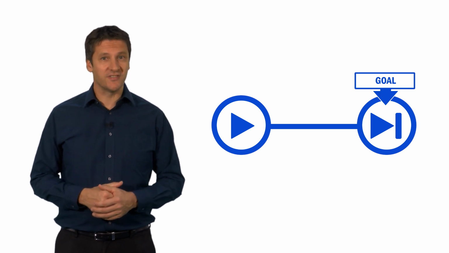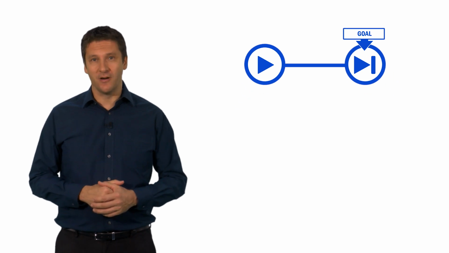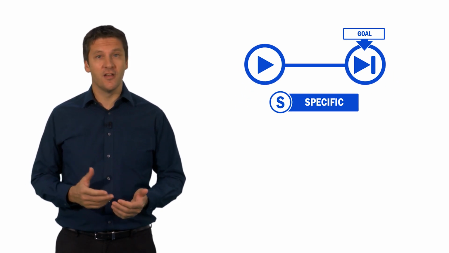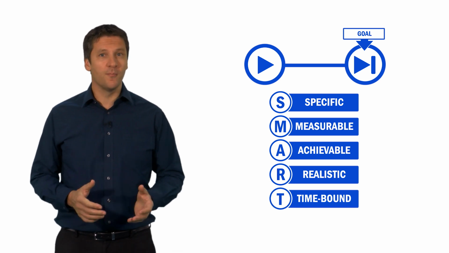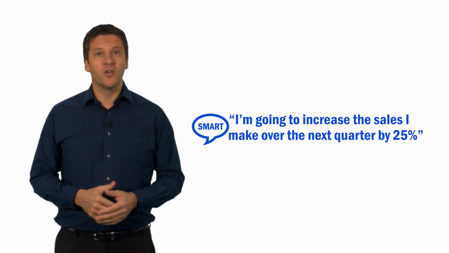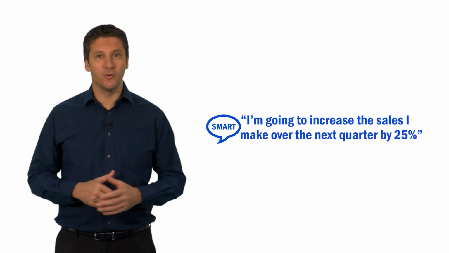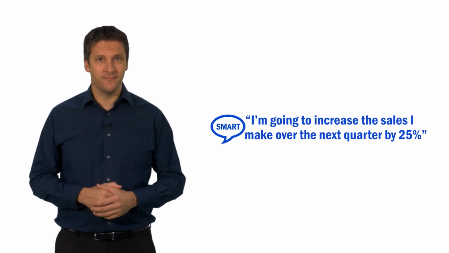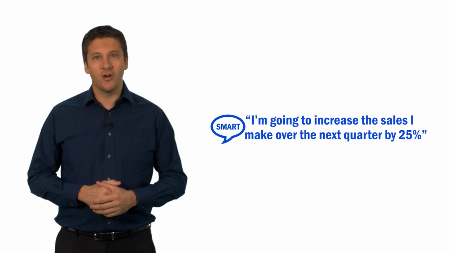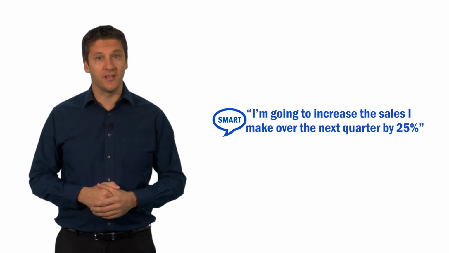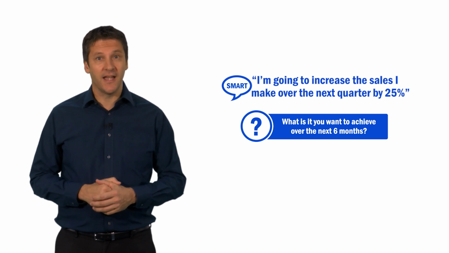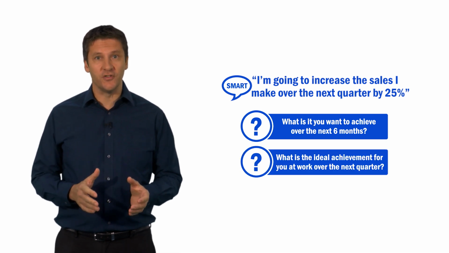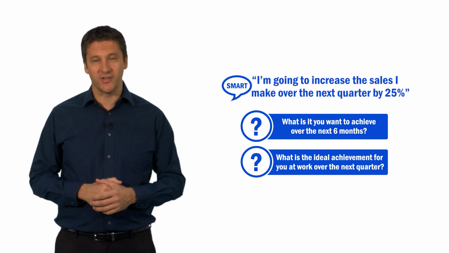It's essential when setting this goal that the goal is SMART, which means it is specific, measurable, achievable, realistic and time-bound. An example of a SMART goal would be, I'm going to increase the sales I make over the next quarter by 25%. When setting these goals, the kind of coaching questions you need to be asking are, what is it you want to achieve over the next 6 months? And what is the ideal achievement for you at work over the next quarter?